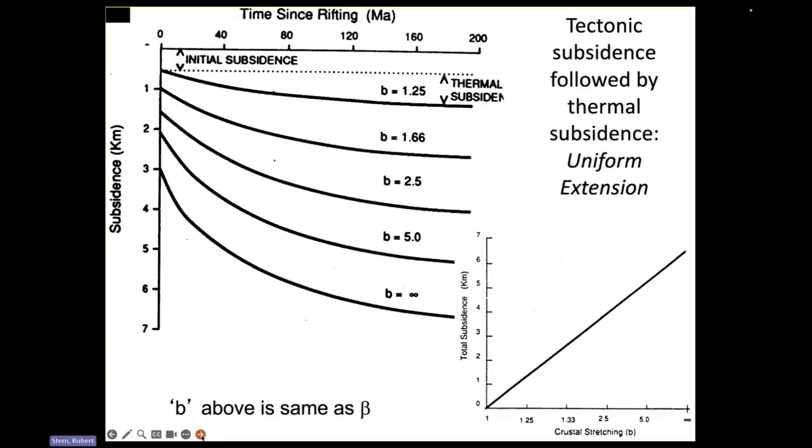So here we've got a number of curves superimposed on initial subsidence, tectonic subsidence, for a beta of 1.25, a beta of 1.66, a beta of 2.5, a beta of 5, beta of infinity. So does anybody know what geologic process would be associated with the beta of infinity?